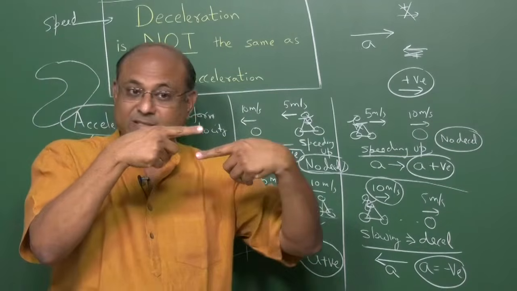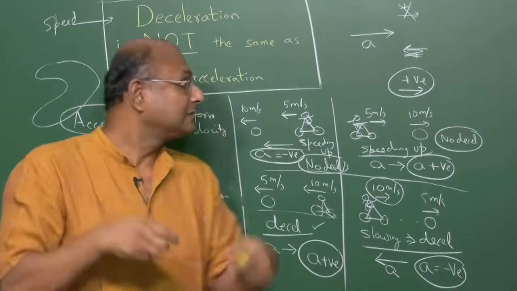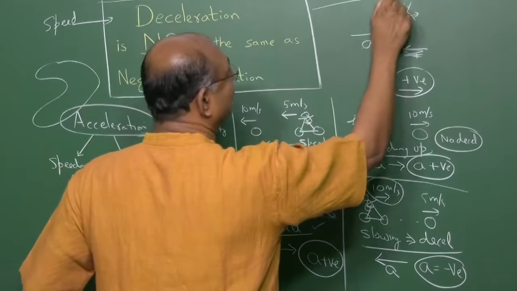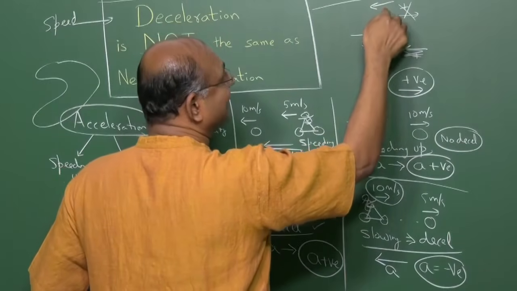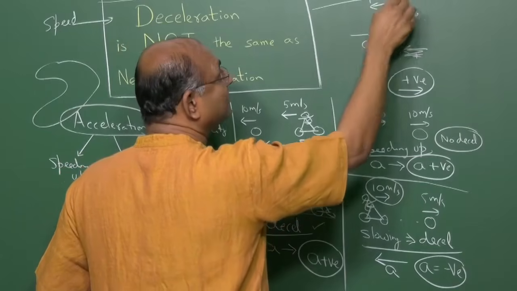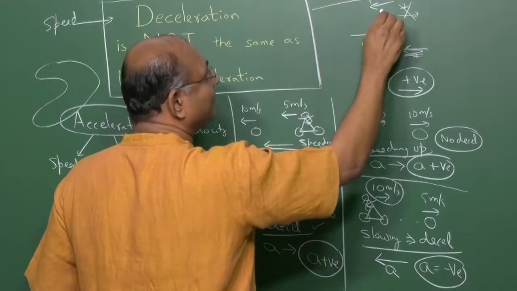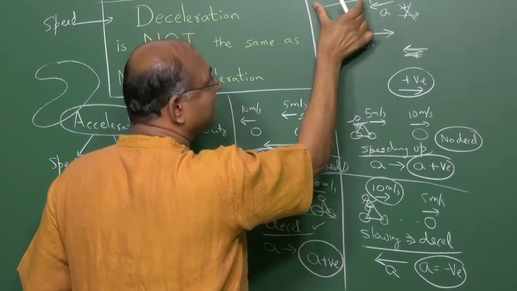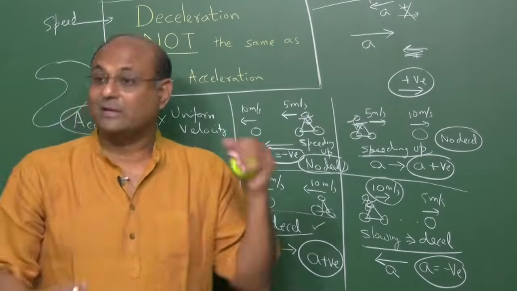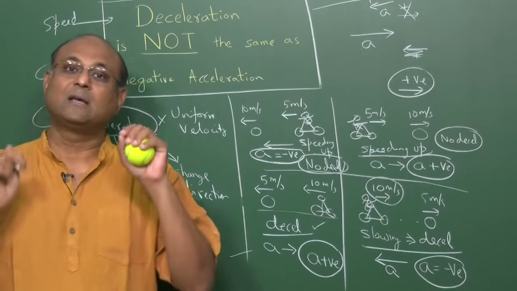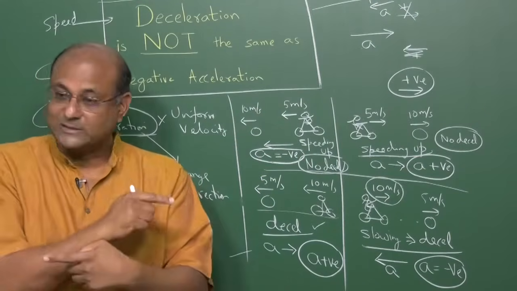Whenever velocity and acceleration point in opposite directions, let's say this was my velocity and my acceleration is pointing in this direction. It is basically making this arrow smaller, which means the length of my velocity is becoming smaller, which means I am slowing down. You are decelerating. So deceleration means velocity and acceleration are in opposite directions.